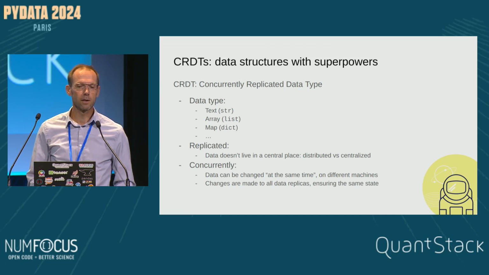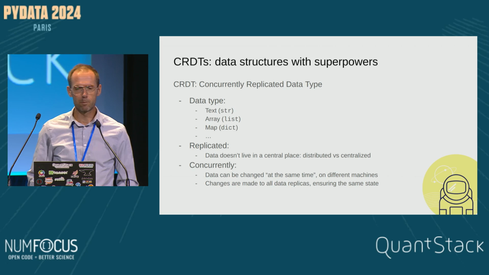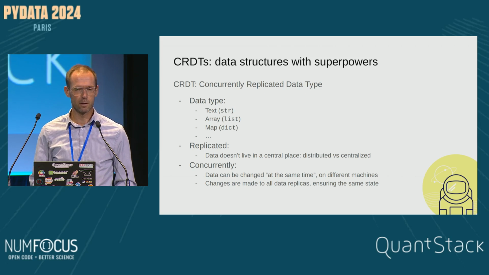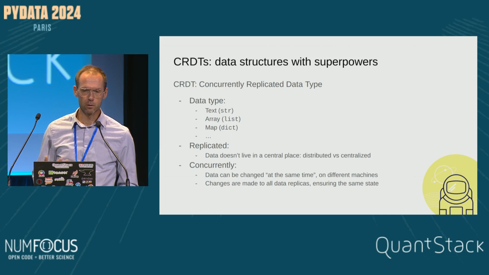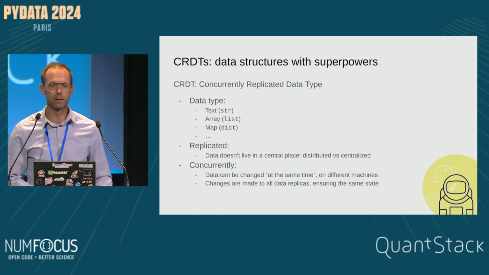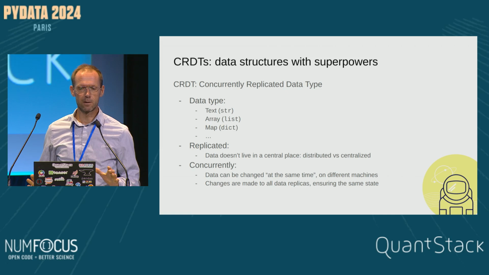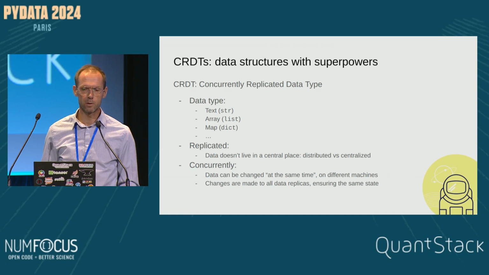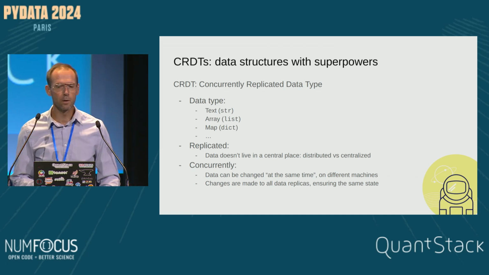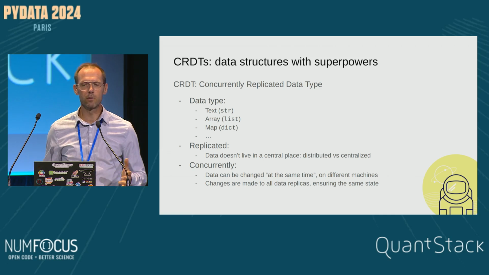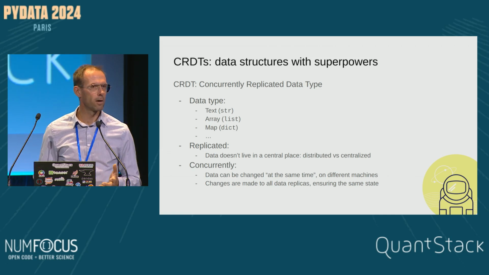Replicated because the data doesn't live in a central place, but it's distributed. Each client owns the data, and concurrently because the data can be changed at the same time on different machines. And changes are made on all the copies of the data that live in each client, and CRDTs have a special algorithm that ensures that the document state stays the same on every client.